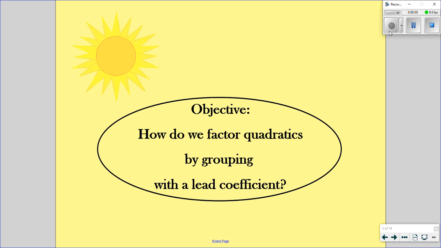We'll be dealing with factoring quadratics by grouping, but instead of having your leading coefficient be 1, it will be a number greater than 1. So the objective is, how do we factor quadratics by grouping with a lead coefficient?